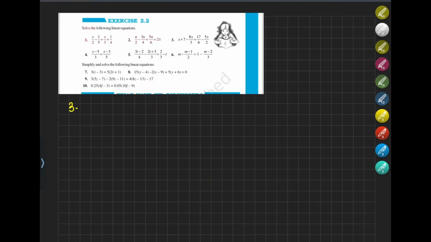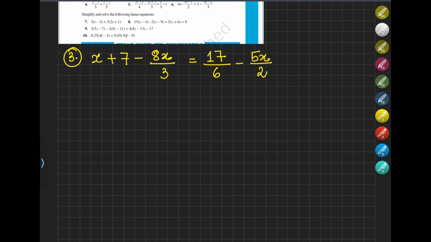Okay, so let's do question number 3. Question number 3 is x plus 7 minus 8x by 3 is equal to 17 by 6 minus 5x by 2. Let us bring on the LHS all the x and the numbers on the RHS. So we have x minus 8x by 3 plus 5x by 2 is equal to 17 by 6 minus 7.